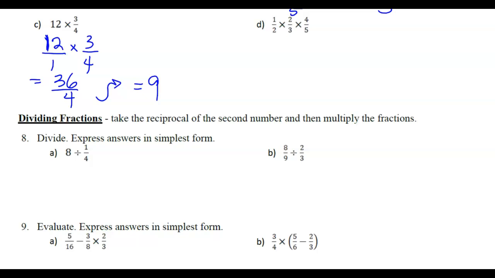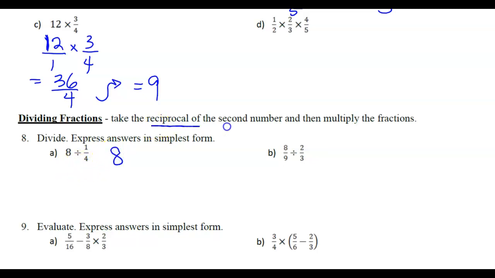Okay, if you think about the first one here, 8 divided by 1/4, it's saying how many 1/4 of a unit are in 8. There's a lot of them, right? If you think about money, a quarter is 25 cents. 0.25 is the same as 1/4. How many quarters in $8? Well, there's 4 quarters in $1, and you've got $8, that's going to be 32, right?